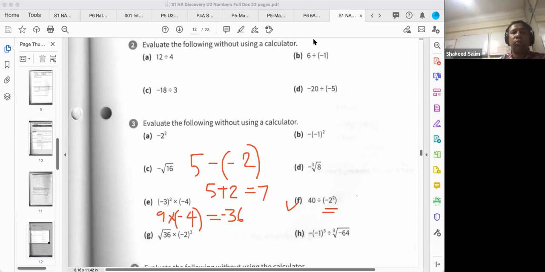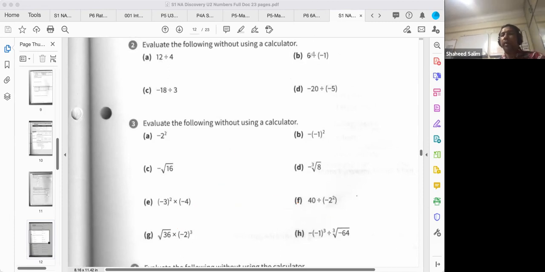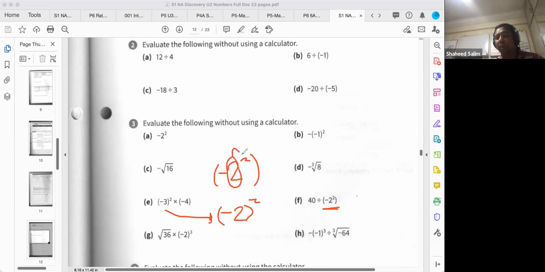So I'm going to go through this, all right? Okay, down here, we do the brackets first. So how to do this? This is not the same as this. This is different from this. See, this one is similar, this means minus 2 times minus 2. But this one means what? Only these two have the power here.